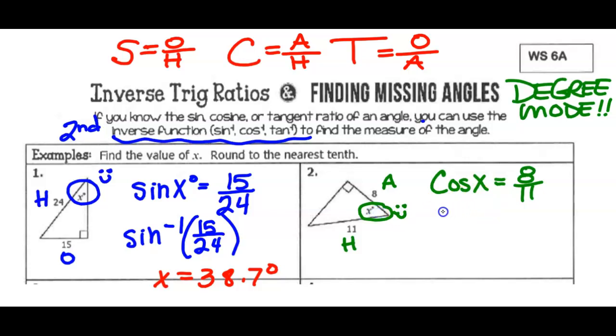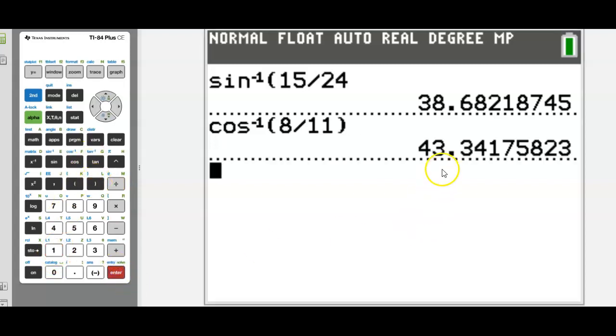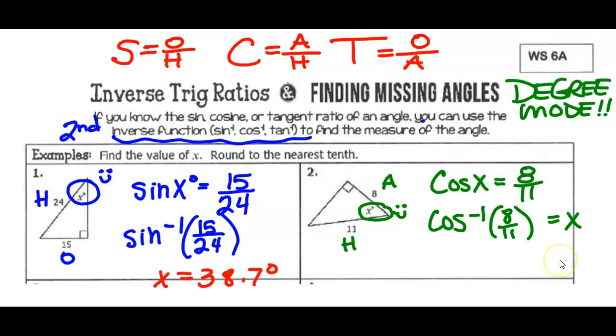And again, because we're finding an angle on these, we have to do second cosine, 8 over 11, and then that will find X for us, which is the angle. So if I pull up the calculator again, it's second cosine, 8 divided by 11, close parenthesis, enter. We get 43.3. So the angle is 43.3 degrees. All right, so this page has a couple more of these where you're finding the angle.